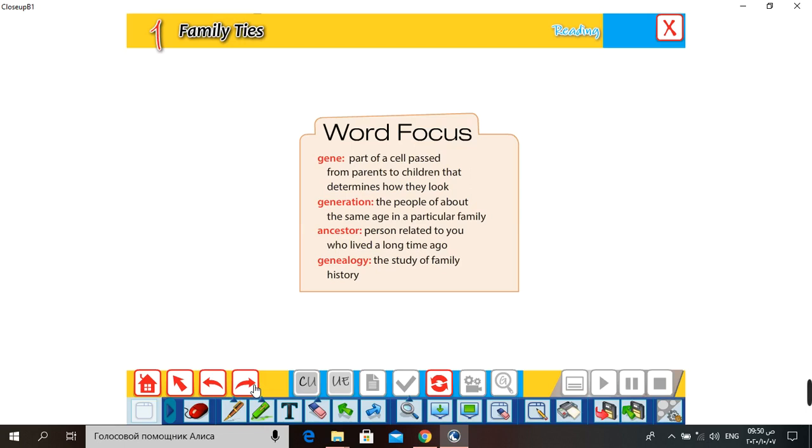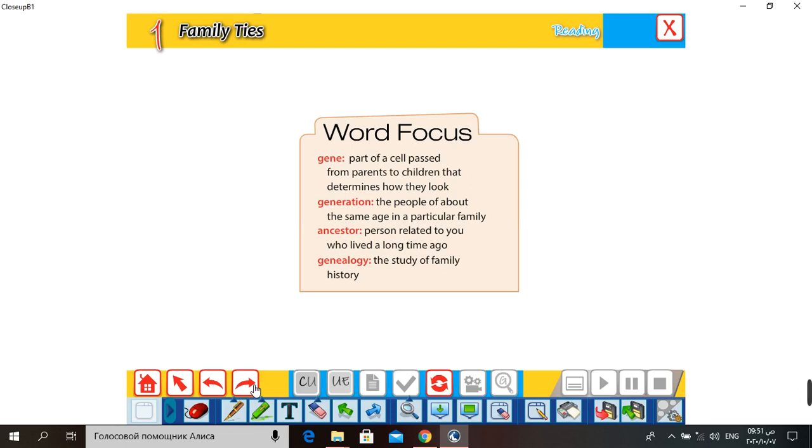Okay. The second word, generation. The people of about the same age in a particular family. So, inside any family, we have people of middle age, like your parents, maybe. We have elderly people, like your grandparents, and they are a generation. And we have smaller or younger generations, like you and your brothers or sisters, your cousins, your nephews. So we have generations or people of the same age.